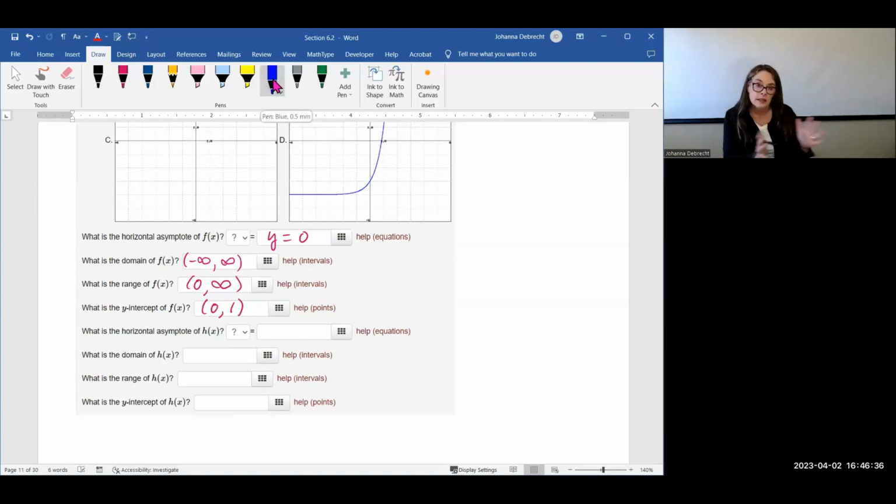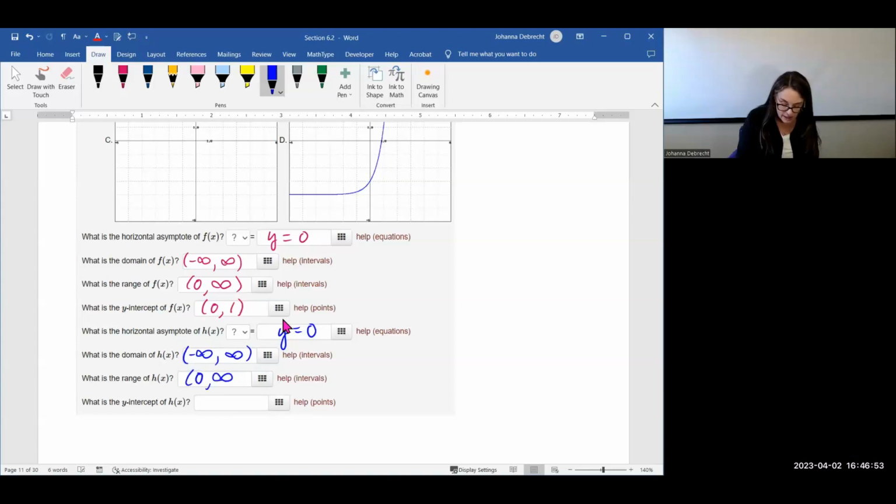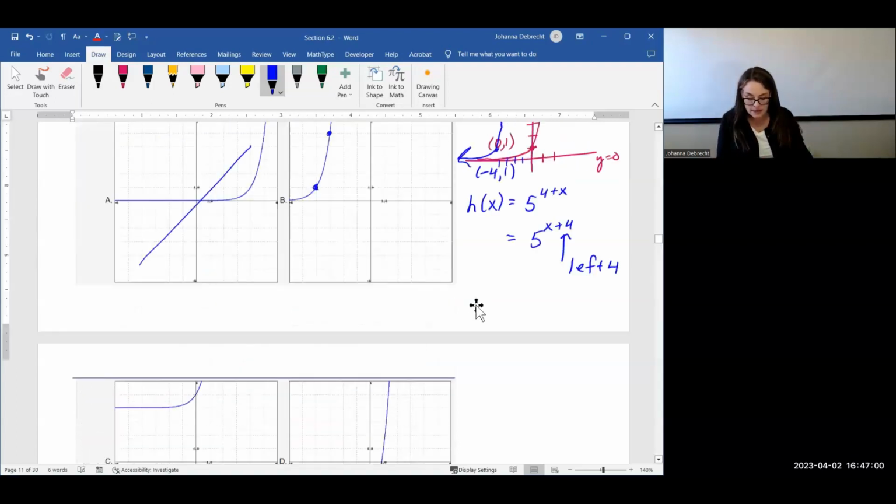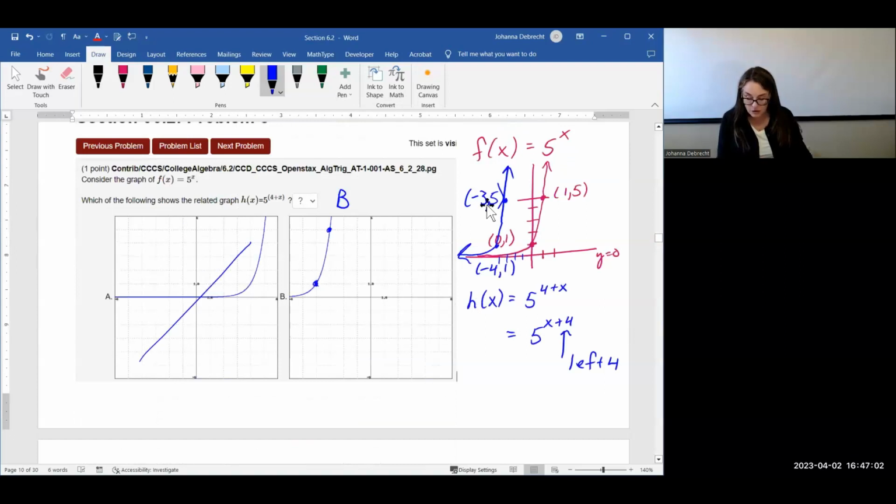Now when we shift it left, all the points got shifted left. The horizontal asymptote didn't change. It's still y equals 0. The domain is still negative infinity to infinity. The range is still 0 to infinity. But the y-intercept, I don't actually know what the y-intercept is. It's not even on my graph here. So how do I find it?